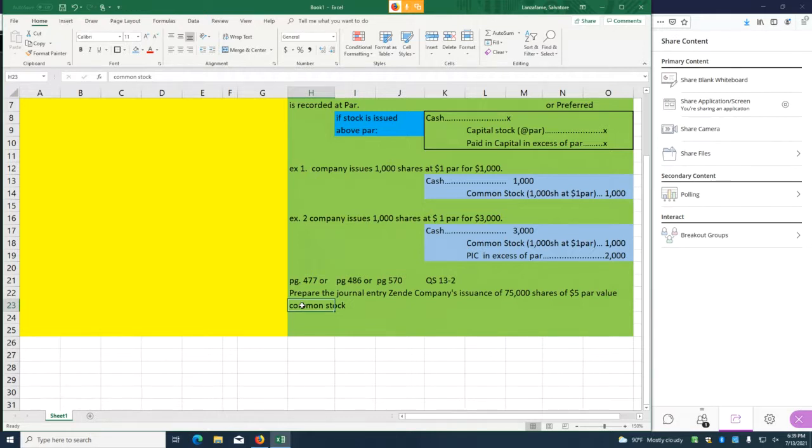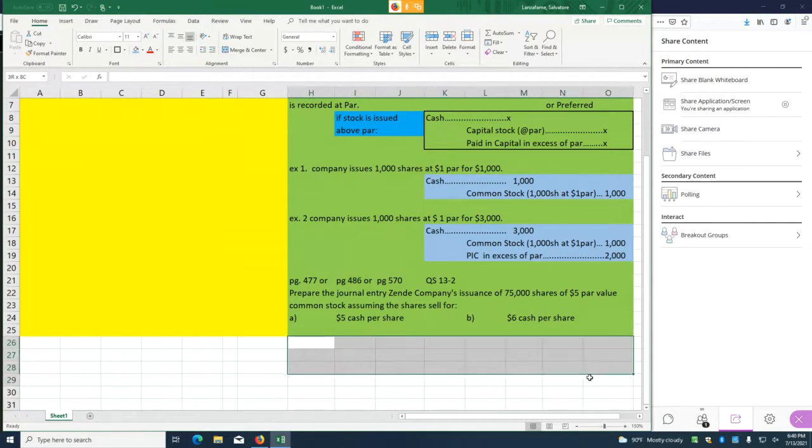Assuming the shares sell for, and they gave us two scenarios. A, $5 cash per share. It's hard to see. And what's B? $6 per share. $6. Okay.